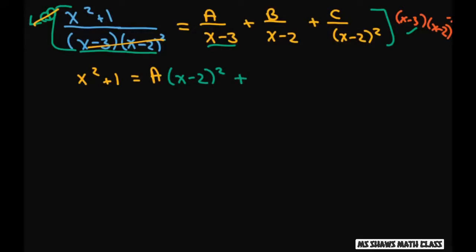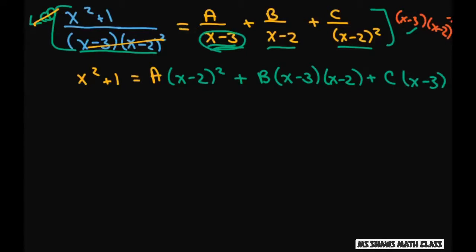Plus B. We already have this, but we need both of these, so this is going to be x minus 3 times x minus 2. Plus C. We already have this, so all we need is the x minus 3, and that's just by multiplying it by that term.